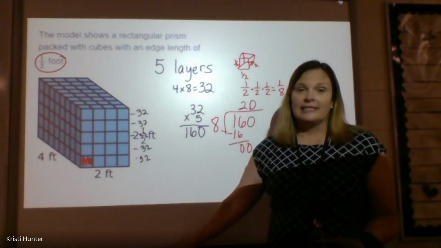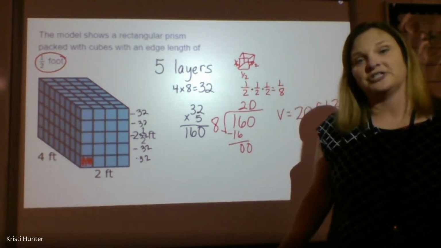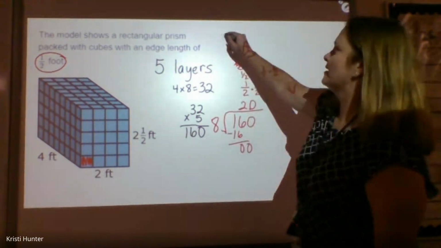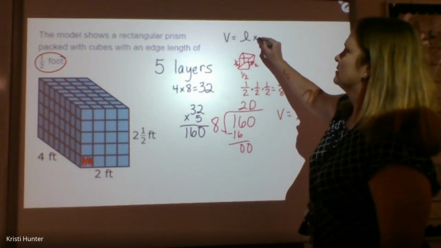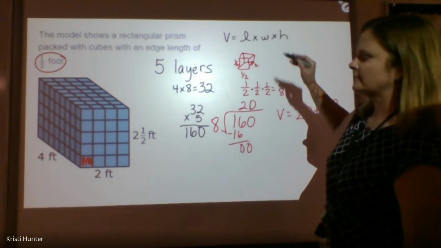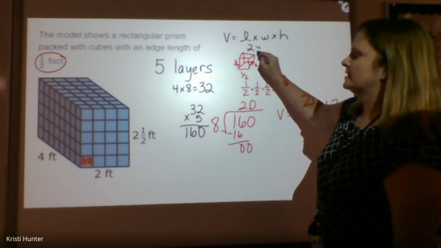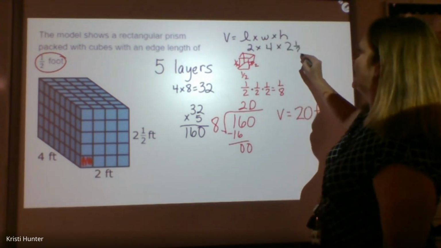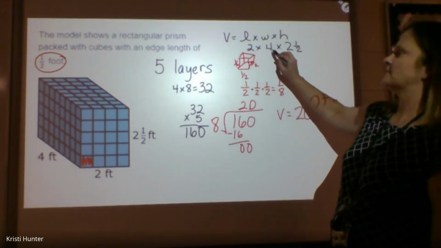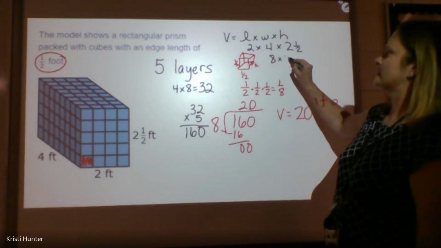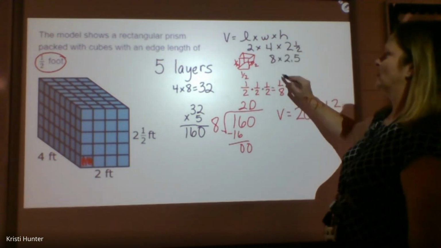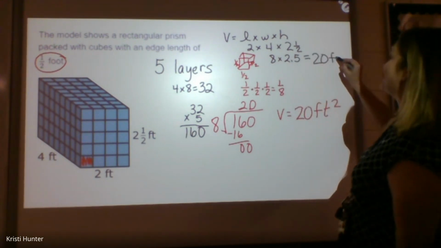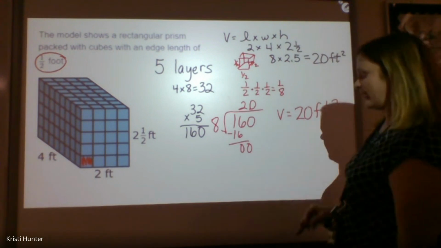So another way to think about this is using our equation, because we can see these values that are along the side, and we know our equation is length times width times height. My length was 2 times the width of 4 times the height of 2.5. Well, 2 times 4 is 8. 8 times 2.5 would give me 20. So it is 20 feet squared.